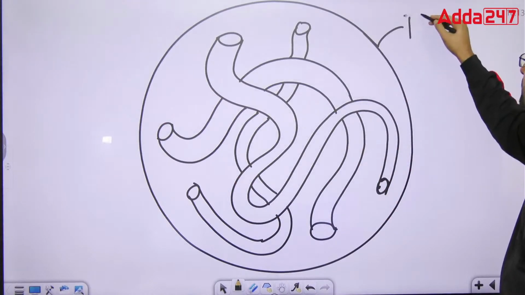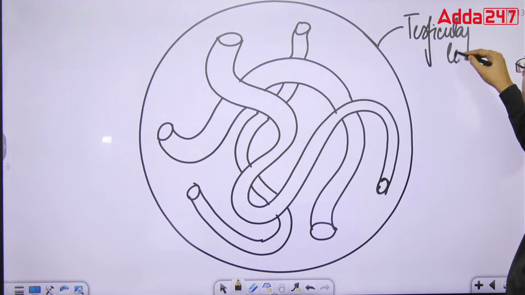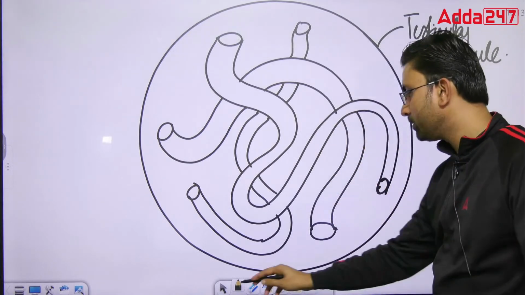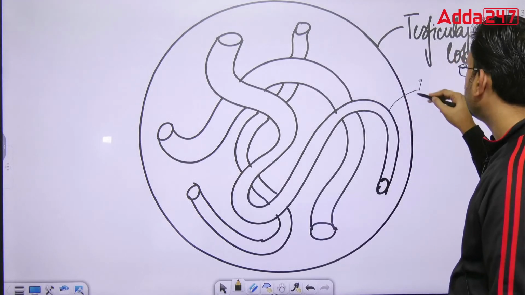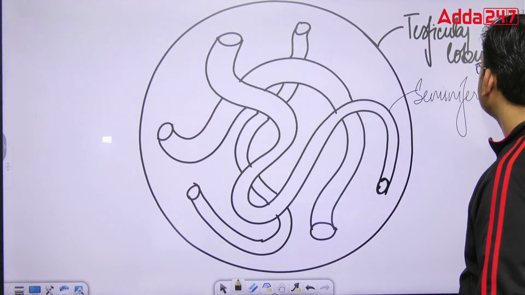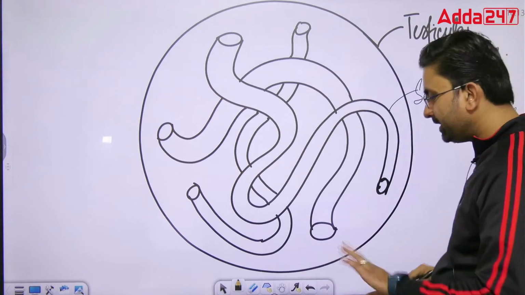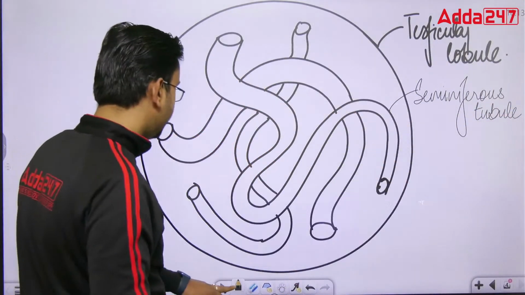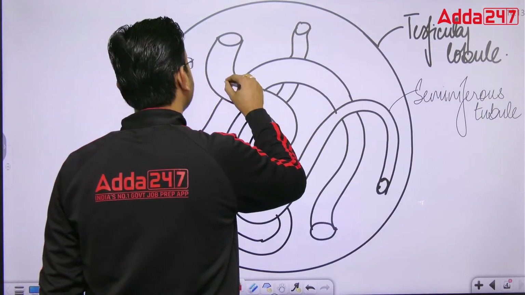ठीक है? So this is the seminiferous tubule within a testicular lobule. So this is a testicular lobule, and this is a seminiferous tubule, which are 1, 2, 3 in number. Now within these seminiferous tubules, what happens is sperm get formed. Spermatozoa is formed.